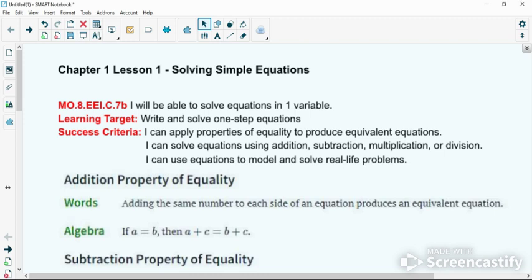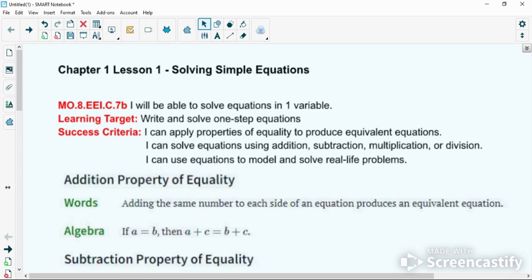For today's video, we have Chapter 1, Lesson 1, Solving Simple Equations. In this unit, one of the main standards we are going to be covering is MO.8.EEI.C.7b. And what you need to know is it means that I will be able to solve equations in one variable.